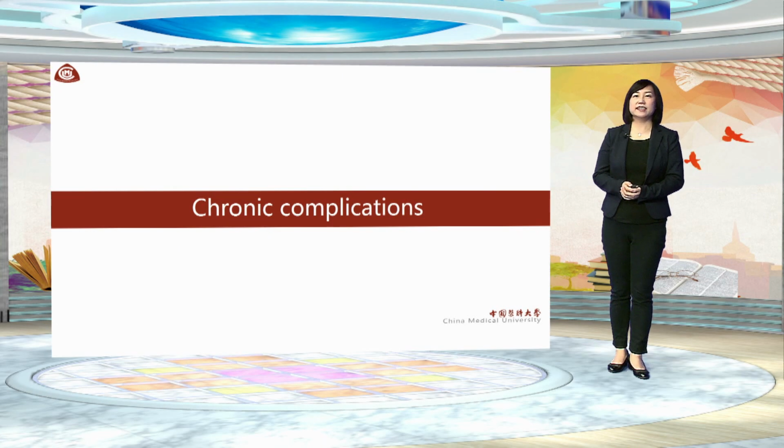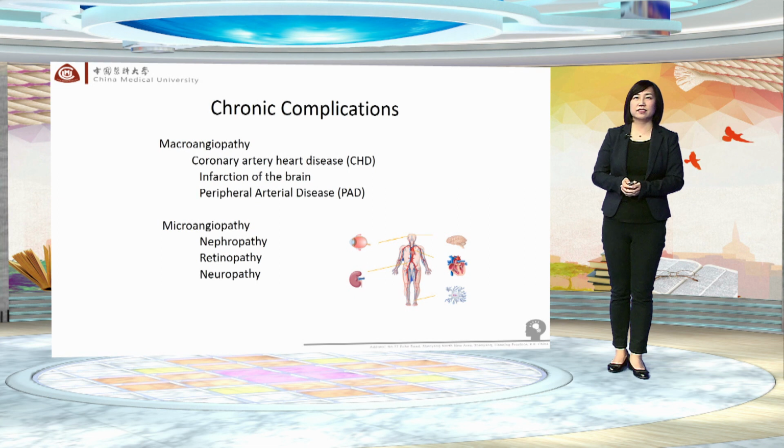In this chapter, let's learn about chronic complications of diabetes. All forms of diabetes, both inherited and acquired, are characterized by hyperglycemia, a relative or absolute lack of insulin, and the development of diabetes-specific microvascular disease in the retina, renal glomerulus, and the peripheral nerve.